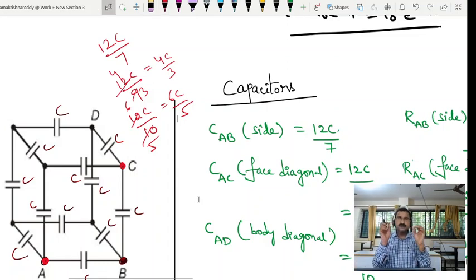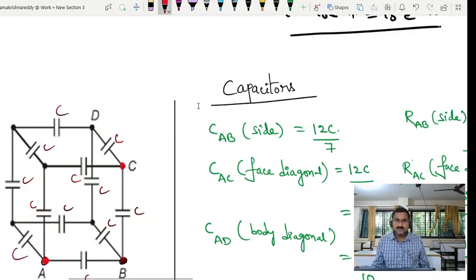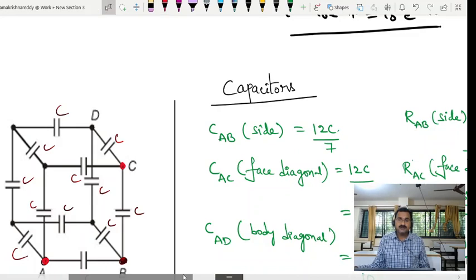So just imagine a diagram with points A, B, C, D, that much only you take. AB is 12C by 7. Next immediately AC, that is next what you have to remember, 12C by 9. AD is 12C by 10. It is easy to remember, not that difficult. Already in 2020 they asked a direct question from the resistor, so you can directly mark the answer without solving.